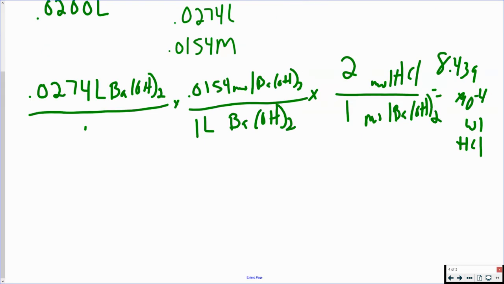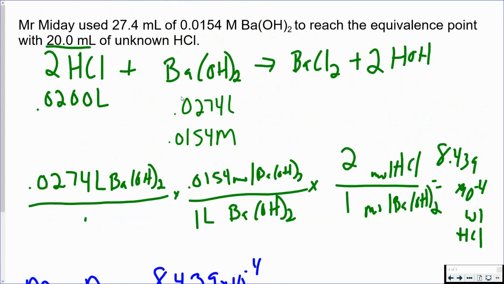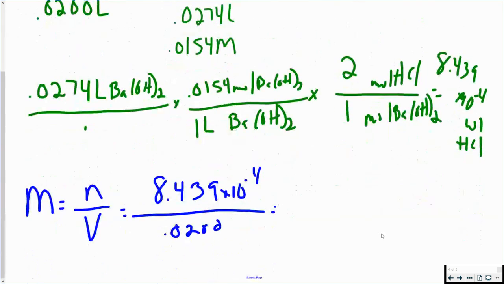So just like before, now it is time to then use molarity, mole over volume. So we're going to take that 8.439 times 10 to the negative fourth over 0.0200. And sig figs based off of our givens, all three of them had 3. So that would give us 0.0422 mole per liter HCl. Slightly more concentrated than the previous one, but still nowhere near where concentrations might become irritants towards your skin.